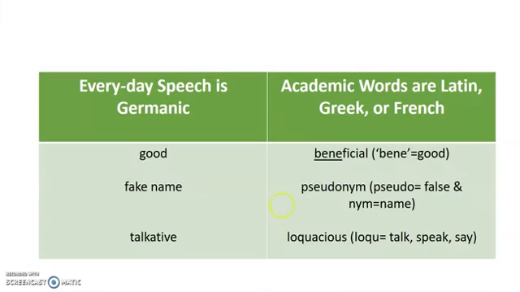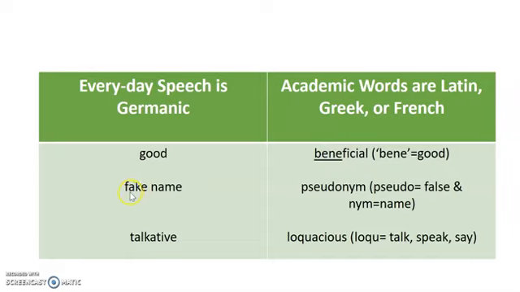Let's look at some examples of everyday speech and academic speech. So let's look at the everyday word good. It's a Germanic word. An academic word would be beneficial. If you look closely at the word beneficial, and if you speak Spanish or French, you probably recognize the root bene. Bien, it means good. So in everyday language, you would probably say, drink milk, milk is good for you. But in academia, you would rather say the word beneficial. Reading every day is beneficial for EAP students.